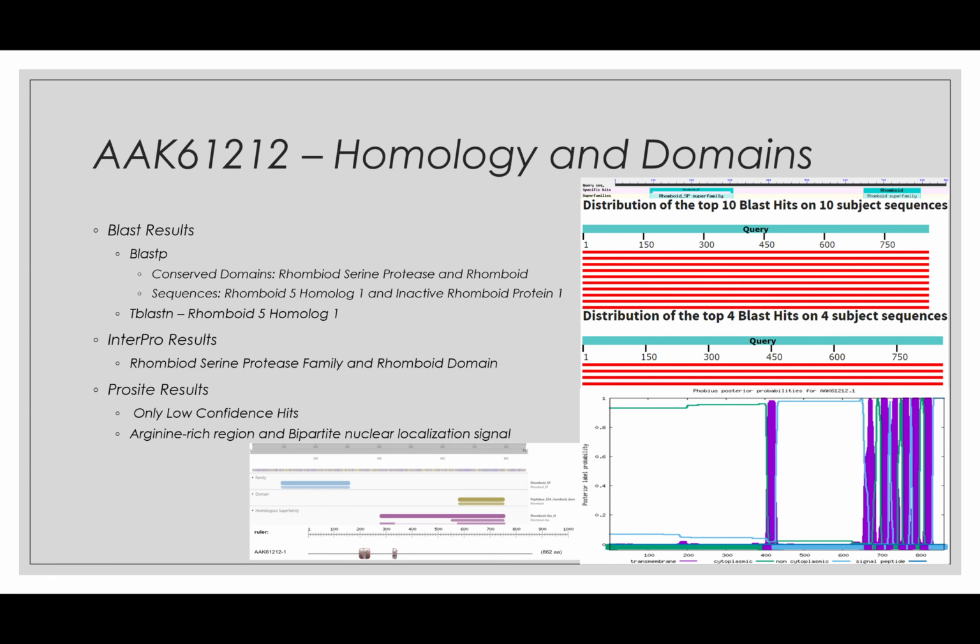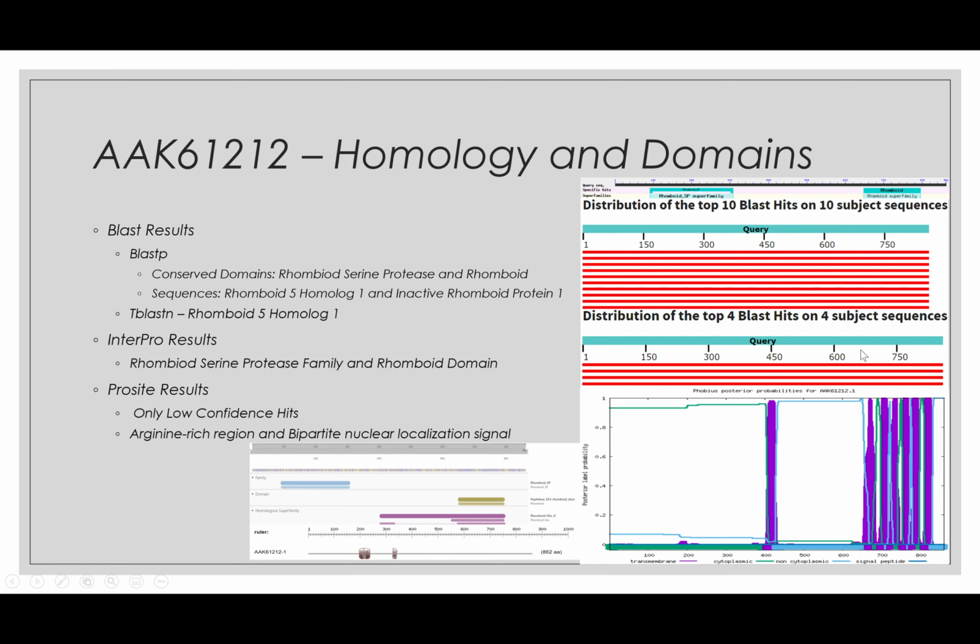Now moving on to the third protein. Here our BLAST-P gave us a conserved domain again. We have rhomboid serine proteases near the N terminal and the rhomboid domain near the C terminal. And the sequences that it gave for conservation were rhomboid 5 homolog 1s and inactive rhomboid protein 1s. And they all had very similar E-values, identities, and coverage.